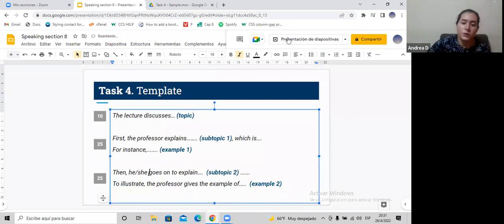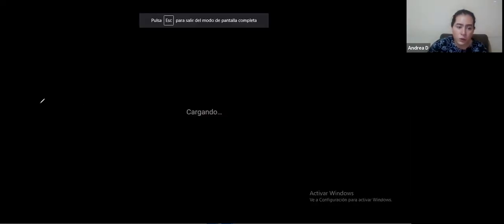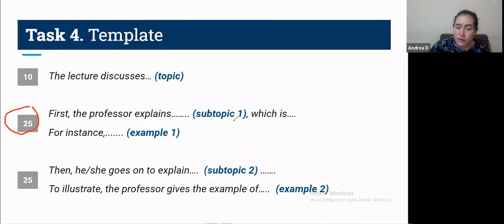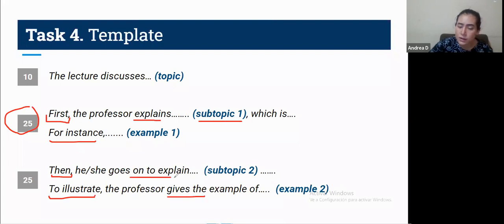Okay, now it's okay. So you first start with the first subtopic. You just explain it. Remember the elements that your response should have. You should have transition words. You should have reporting verbs as usual in the simple present.